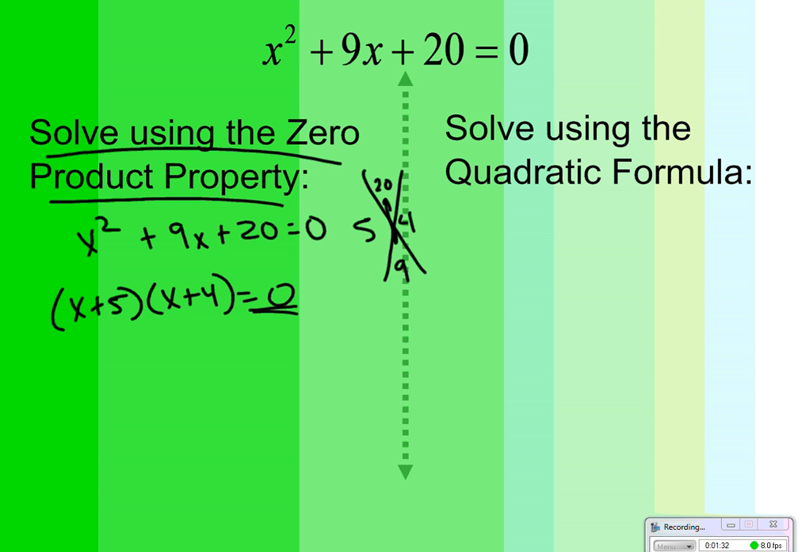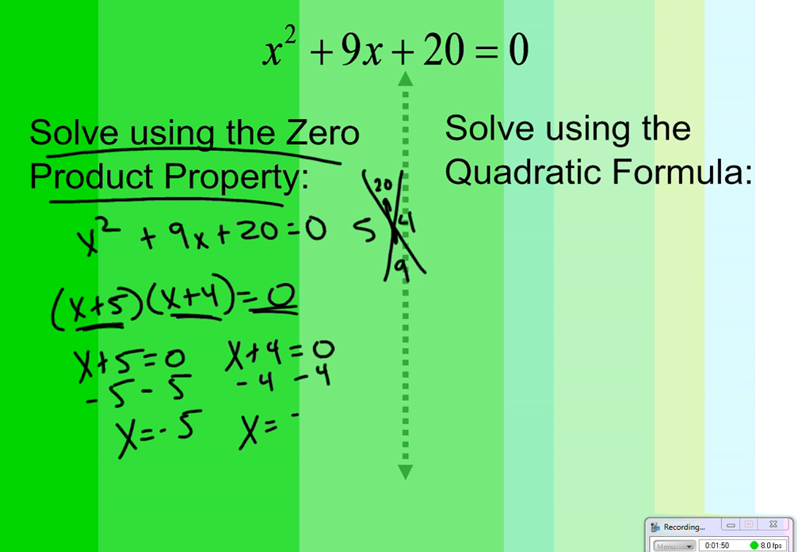Since it equals 0, the zero product property says either the first thing has to equal 0 or the second thing has to equal 0. So I take this part and this part, set each part equal to 0 and solve it, with algebra. So -4, -5. That is one way to solve that quadratic.